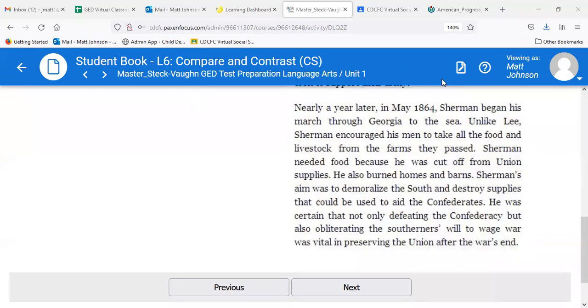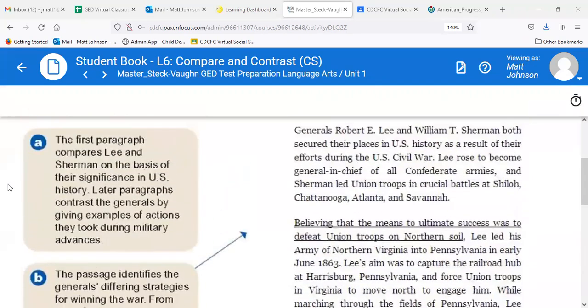And that is what made William Sherman a better general than Robert E. Lee. He understood modern war. But we'll save that for another social studies lesson someday.